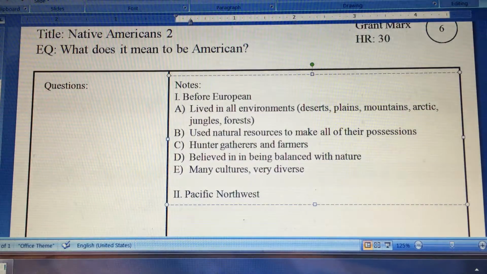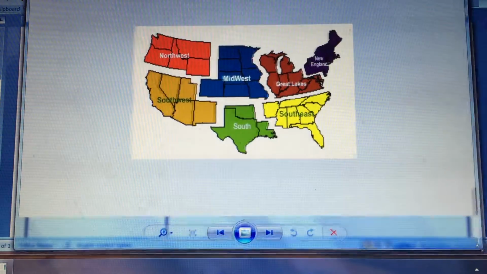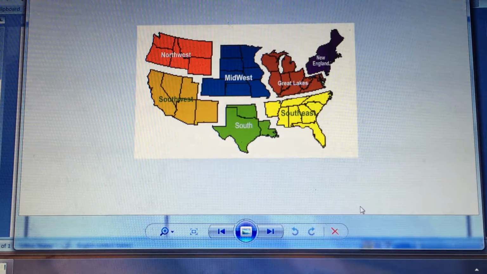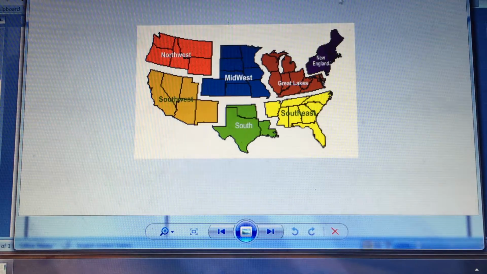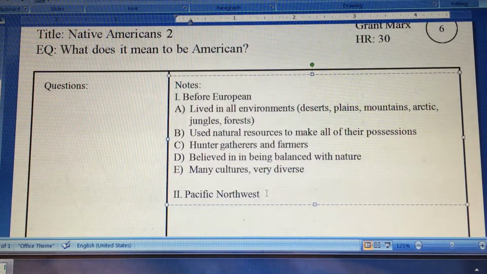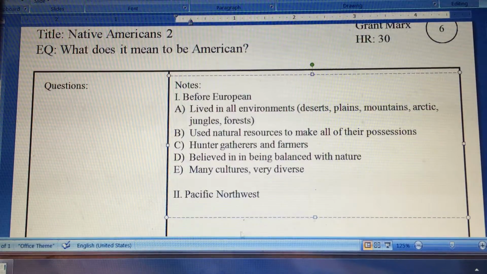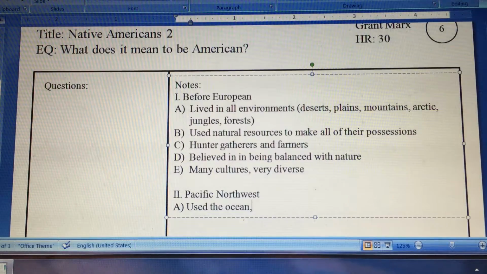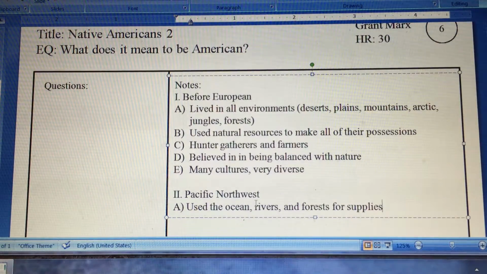So let's bring up our regions. There's lots of ways that we can chop up the United States. This is going to be the Pacific Northwest. So along the ocean, lots of rainfall here, really wet. So that's going to influence the way that these peoples lived. So our first point that we're going to make is that they used the ocean, rivers, and forests for supplies, for their goods, to get what they need to survive.